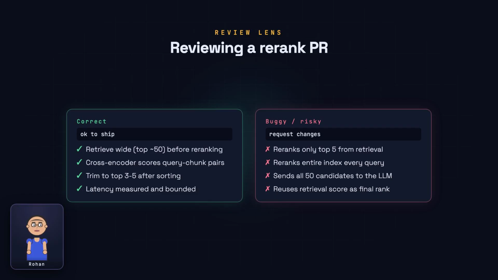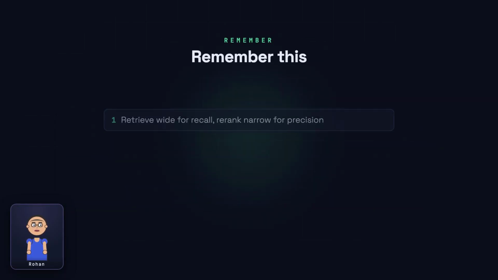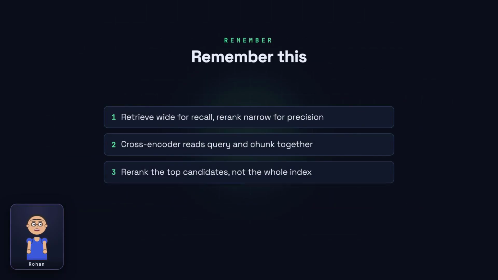To recap, retrieve wide for recall, then rerank narrow for precision. The cross-encoder reads query and chunk jointly, so it fixes embedding-only false positives. Only rerank the top candidates to keep latency sane, and always trim to the top few before the model sees them.